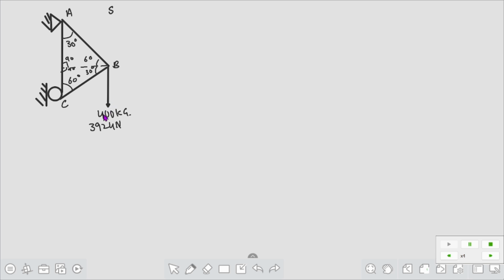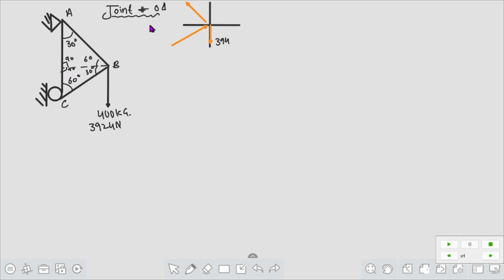Hello, we have to find the forces in each member of this loaded truss. This is loaded by 400 kg, which is equal to 400 multiplied by 9.81, which is equal to 3924 Newton. So the angles in this member are 30 and 60. If you draw a perpendicular line to this, it will become 60 degrees, 90 degrees and 30 degrees, and this angle will become 30 degrees and 60 degrees, it will become 90 degrees.